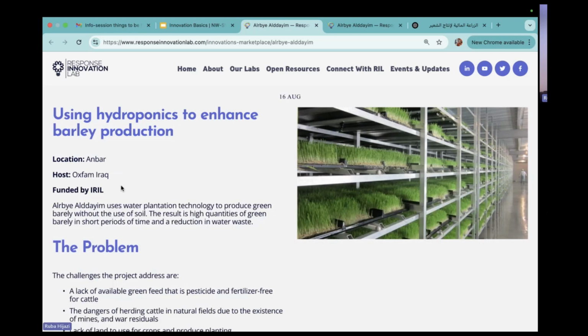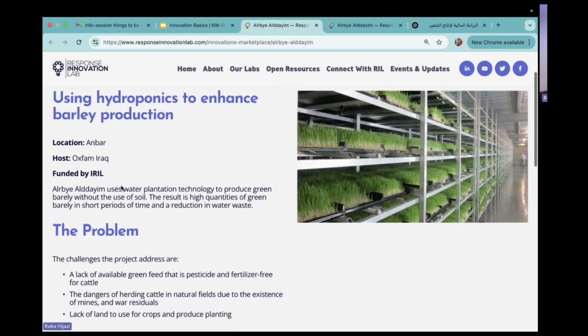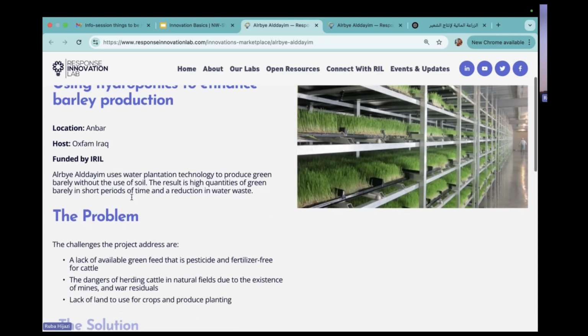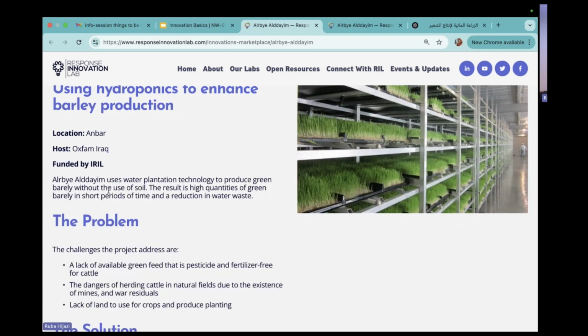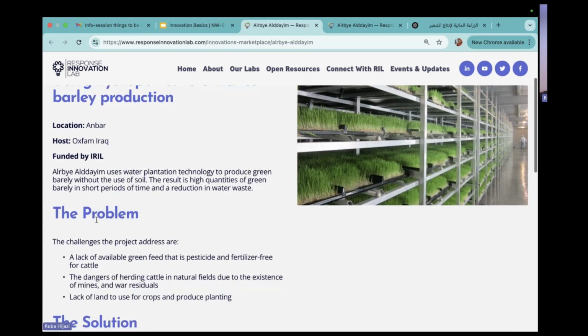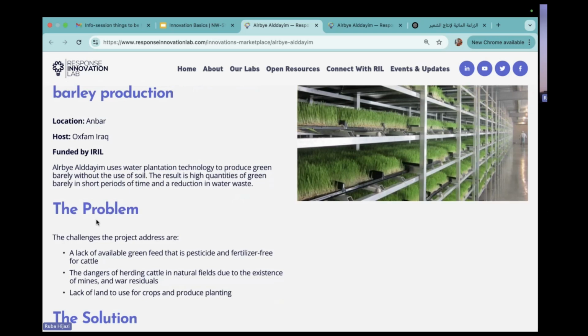Our lab in Iraq was a different type of lab. It was more an incubation and agribusiness lab. This innovation, which was part of Al-Rabi' Al-Da'im company, our startup, they use water plantation technology to produce green barley without the use of soil. The result was high quantities of green barley in a short period of time and a reduction of water waste.